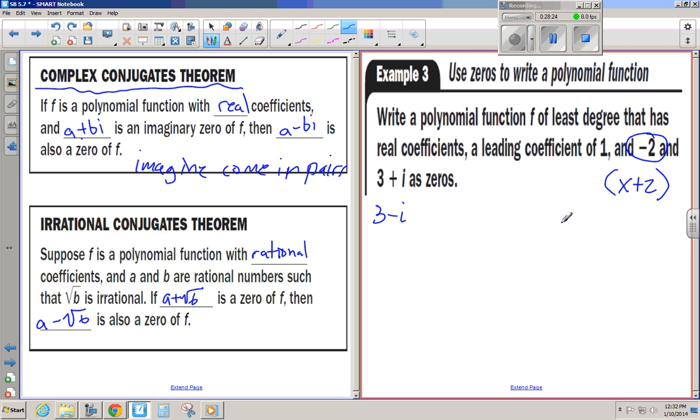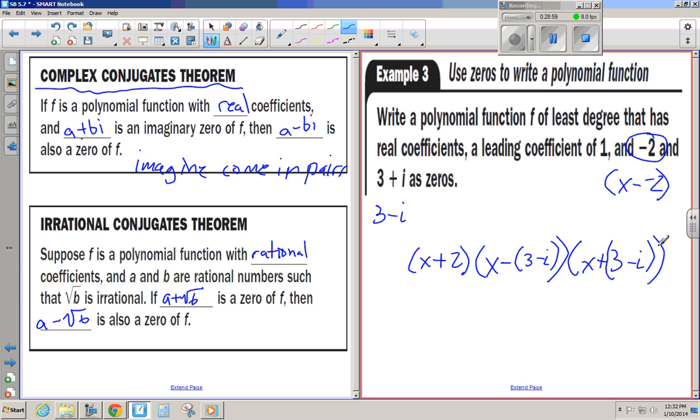So what it has us doing is, let's start off with x plus 2. Well, let me do this another way. It is x plus 2, but it's really x minus negative 2. So here this would be x minus 3 minus i, and x plus 3 minus i. Okay? So all you got to do is do x minus what the zeros are.